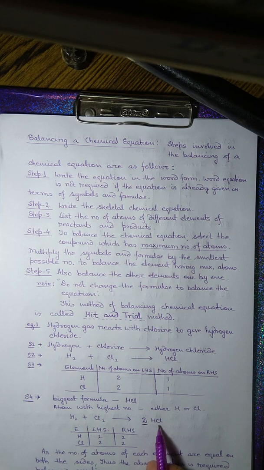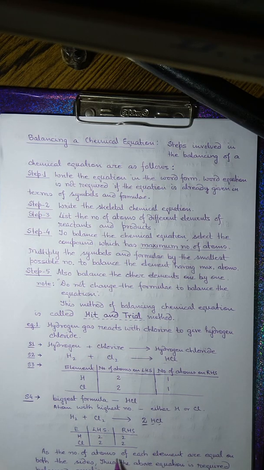2 atoms of hydrogen chloride, multiplied by 2. Now after this multiplication, again we will make a table. We will check here element hydrogen, chlorine, left side, right hand side, number of atoms are equal on both the sides. Check here, 2 atoms of hydrogen, 2 atoms of hydrogen, 2 atoms of chlorine, 2 atoms of chlorine also.